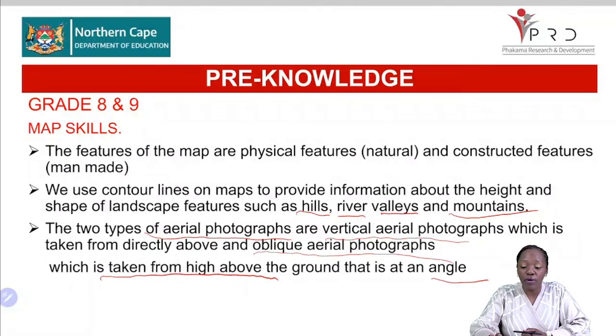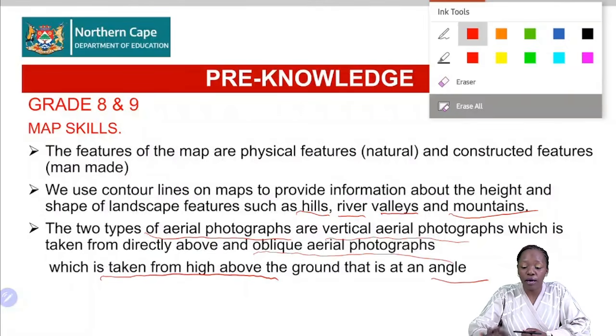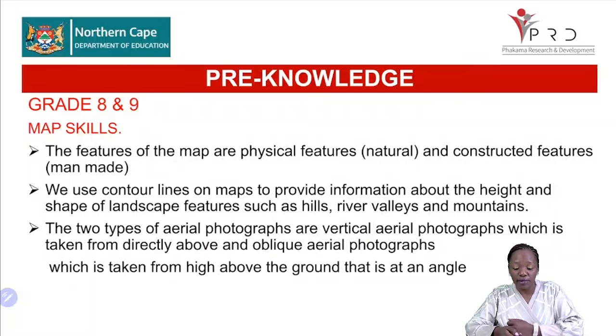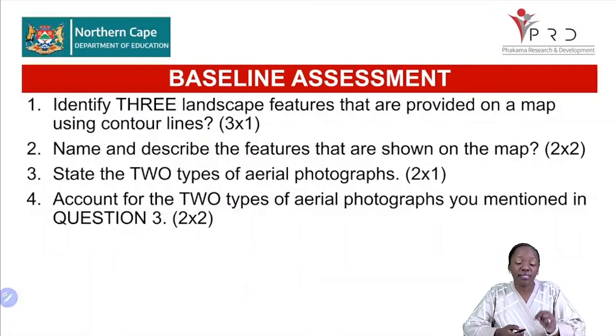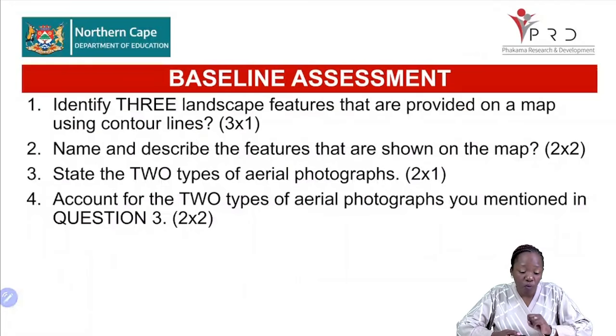So we're going to look at our questions based on our pre-knowledge baseline. In our questions, we have 4 questions. Amongst those questions, the first one, you need to identify the 3 landscape pictures that are provided on a map using contour lines. The mark allocation there is 3 times 1, which means one landscape will give you 1 mark. Hence, you need to mention all 3.